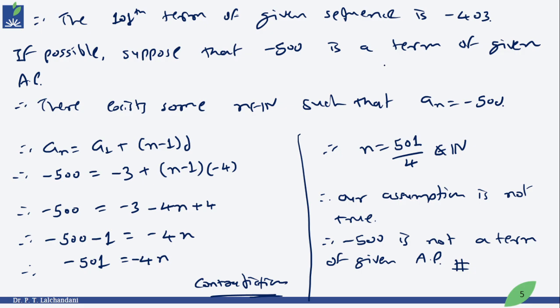Now move forward. After simplification, we are getting something which is not true. It means that the beginning step, the first step we started with, is also not true. What was the first step? Suppose that for n belongs to N, an is equal to minus 500. That means this statement is not true. That means there exists no n belongs to N for which an is equal to minus 500, right? So ultimately, using the method of contradiction, we have proved that minus 500 is not a term of the given arithmetic progression.